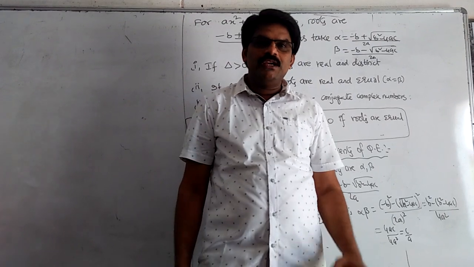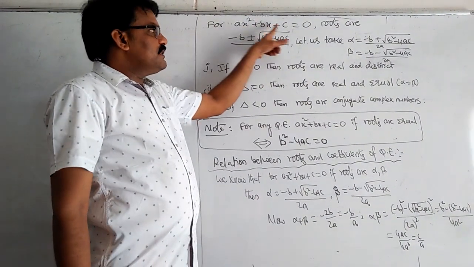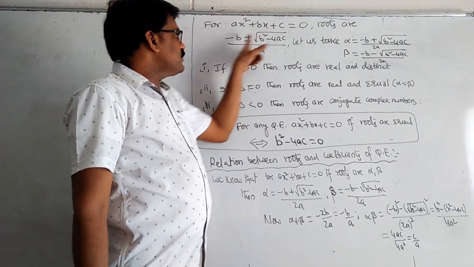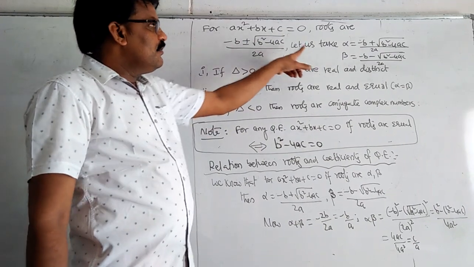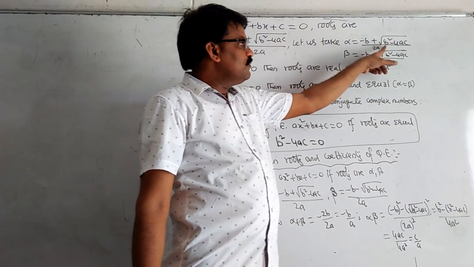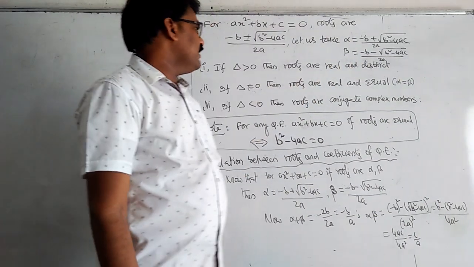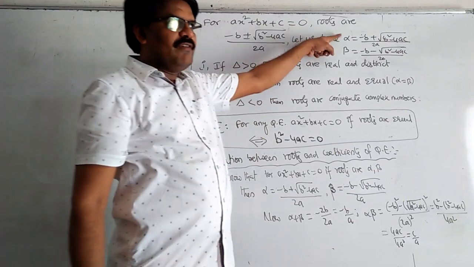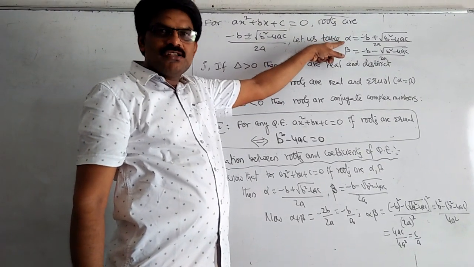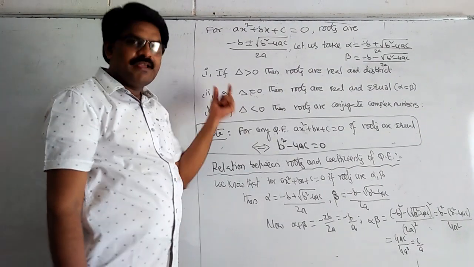We are learning about the nature of roots. So when ax square plus bx plus c is equal to 0, we know that the roots are minus b plus or minus root of b square minus 4ac by 2a. Let us take minus b plus root of b square minus 4ac by 2a as alpha and the other one as beta. So there are two roots for a quadratic equation, alpha and beta, where alpha is equal to this one and beta is equal to this one.